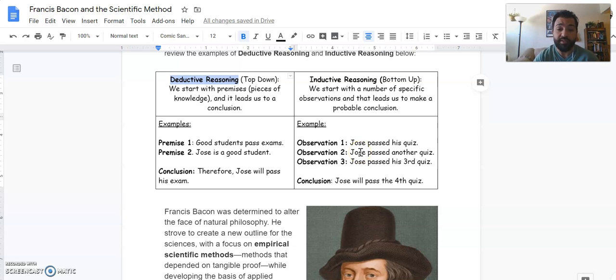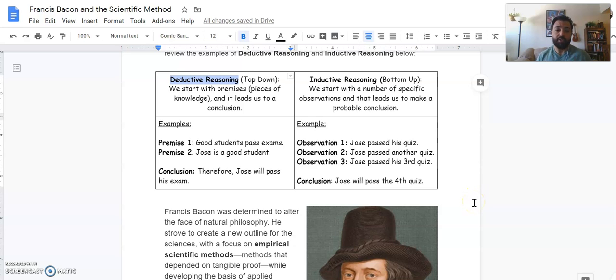So observation 1 is Jose passed his quiz. Observation 2 says Jose passed another quiz. Observation 3 says Jose passed his third quiz. The conclusion is Jose will pass his fourth quiz.